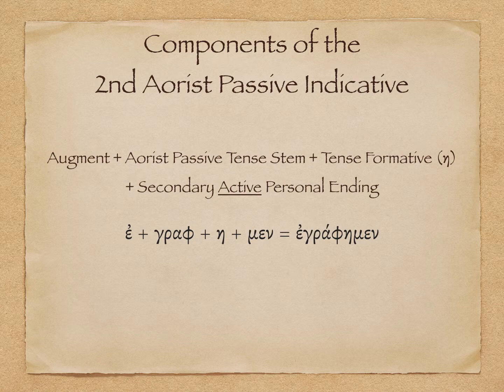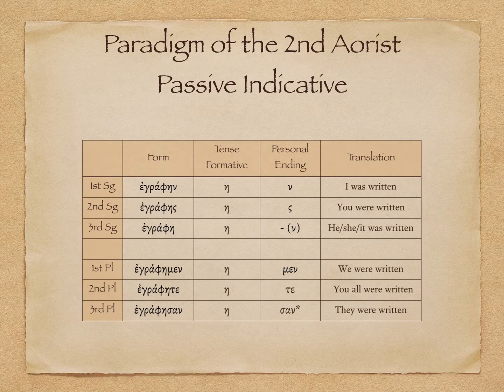They are secondary tense forms, but in the passive, you know they are passive not by the ending, but by the tense formative. Thay, first aorist, a, second aorist. And here's the paradigm of the second aorist passive indicative. Notice again the third plural, san, here just a san. If you see sigma alpha nu at the end of the word, you are safe to assume this is third plural aorist.